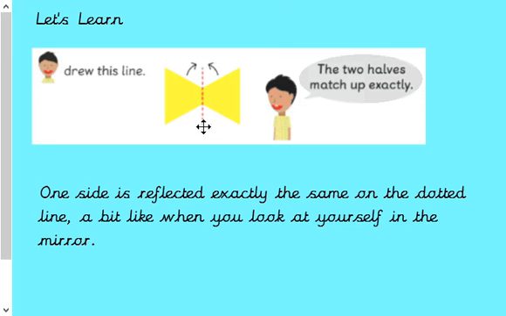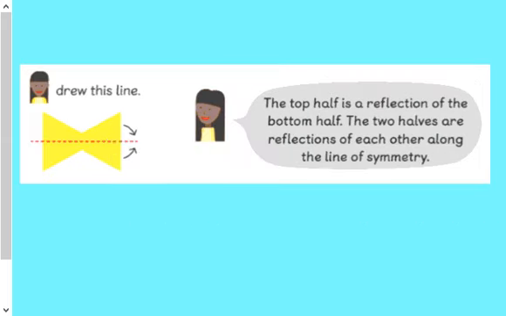In this case, we can see that this shape has a vertical line of symmetry here, because this side is exactly the same as this side. As the character here is saying, the two halves match up exactly. This young lady's saying that she drew this line, a horizontal line across. She's also saying that the top half is a reflection of the bottom half. The two halves are exactly the same. They're exact copies. So if we folded across this line, or we reflected in this line as if it was our mirror, and the top is the same as the bottom, then this also is a line of symmetry.